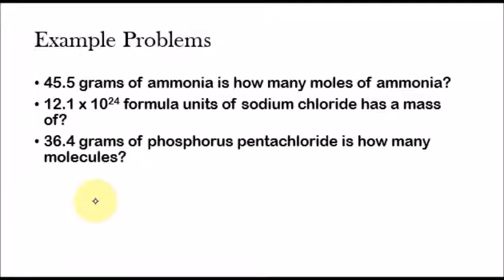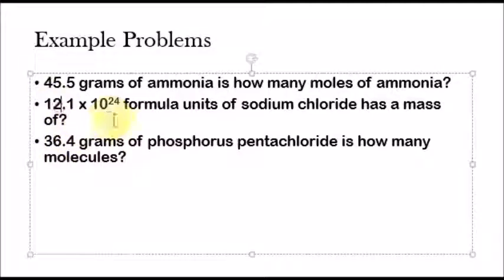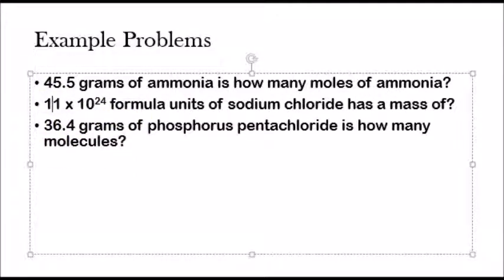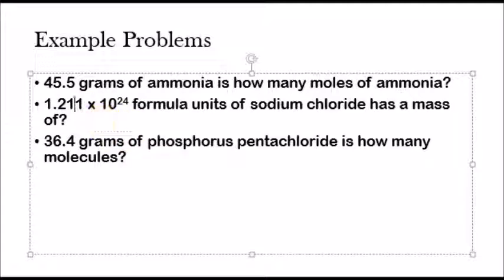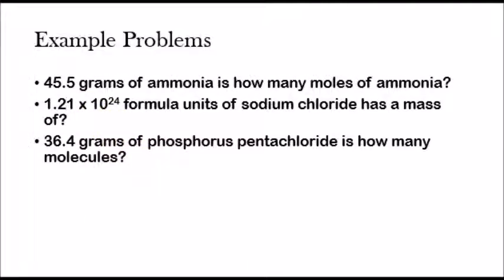So the next problem says 12.1. I don't know why I kept doing this. This should actually be 1.21. So 1.21 times 10 to the 24th formula units of sodium chloride has a mass of. Okay, so we're looking for the mass of the sodium chloride, so that's what we're looking for.